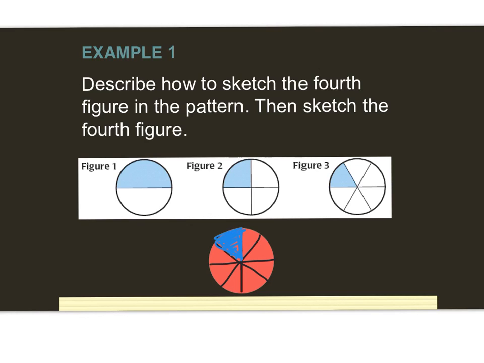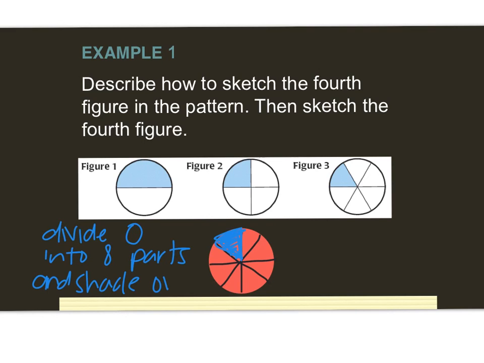Okay, again, doesn't have to be perfect, but you want a circle that has 8 parts to it, like a pizza, and one of those little sections is colored in. So that is, describe how to sketch the 4th pattern. So we did it orally, but you would say, divide the circle into 8 parts and shade 1. Again, this is in your own words, it doesn't have to be exactly that, but describe how to sketch the 4th pattern would be that, and then sketch it, and it would look something like that circle that's there.